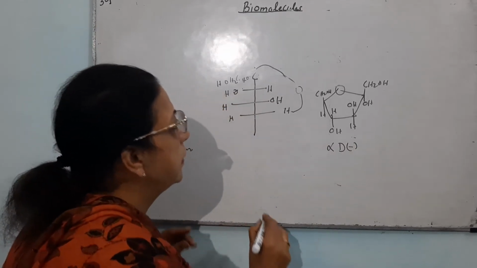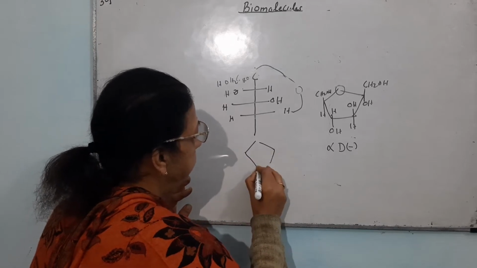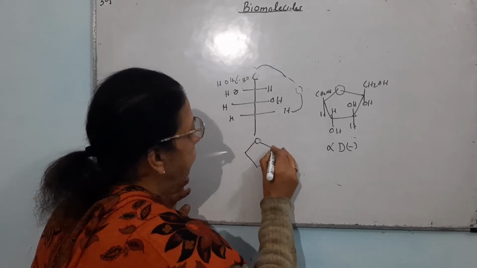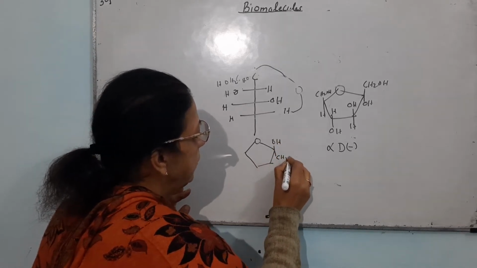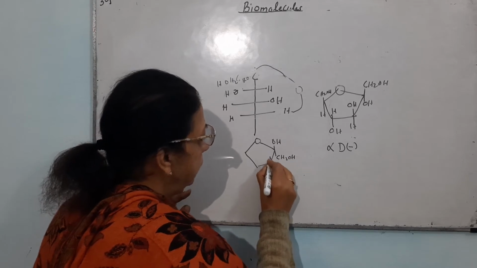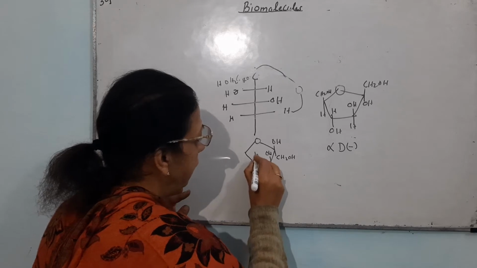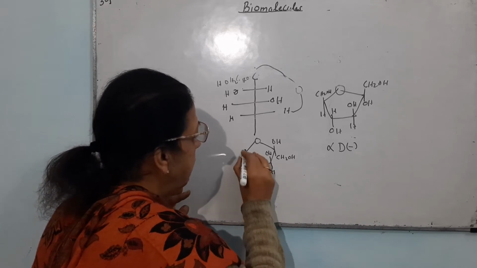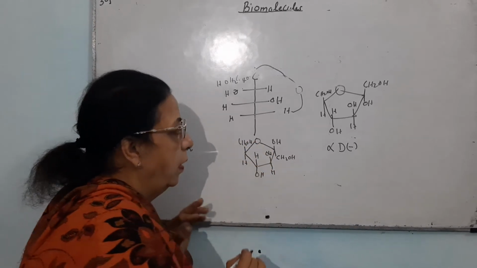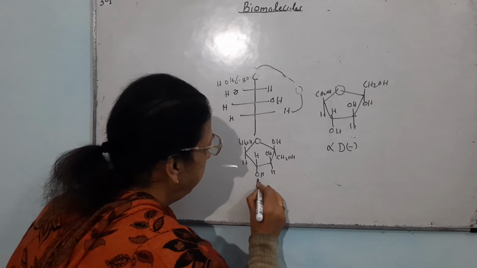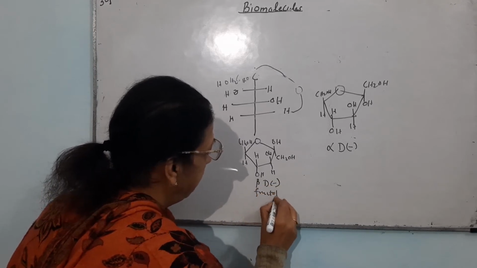If I make the beta structure for it, then it will be like this. Again O. The OH will go up, CH2OH, then it is OH, H, H, OH, CH2OH, and then it is H. So this will be beta D fructofuranose.